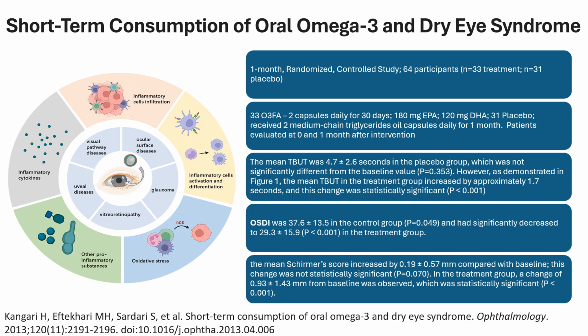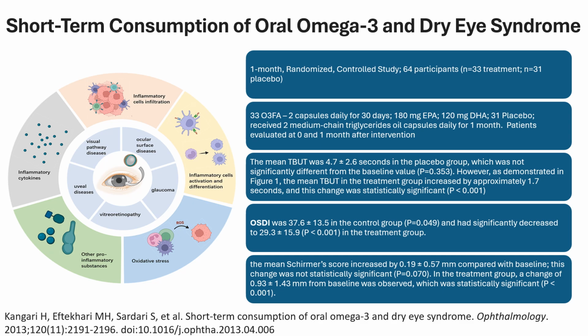So in this study, the mean improvement in our Schirmer's test was 22.3% in our treatment group and only 5% in the placebo group. Now, limitations in this study: it was a very short duration of treatment at just 1 month, and there was no control over the dietary intakes of our subjects.